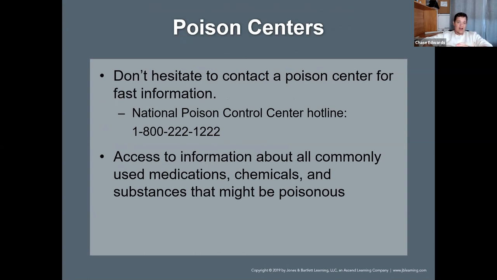Don't hesitate to contact a poison control center for fast information. The American Association of Poison Control Centers Poison Helpline is right there on the slide: 1-800-222-1222. So pretty easy, right? The people at the National Poison Control Center can give a fast rundown of the ingestion.